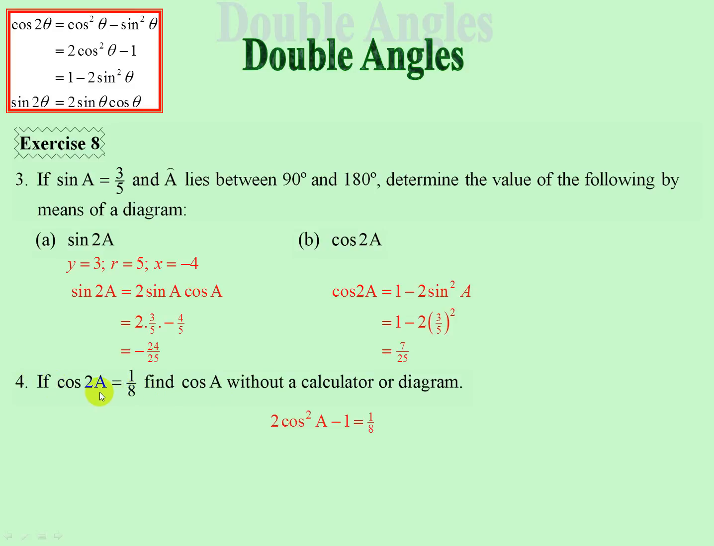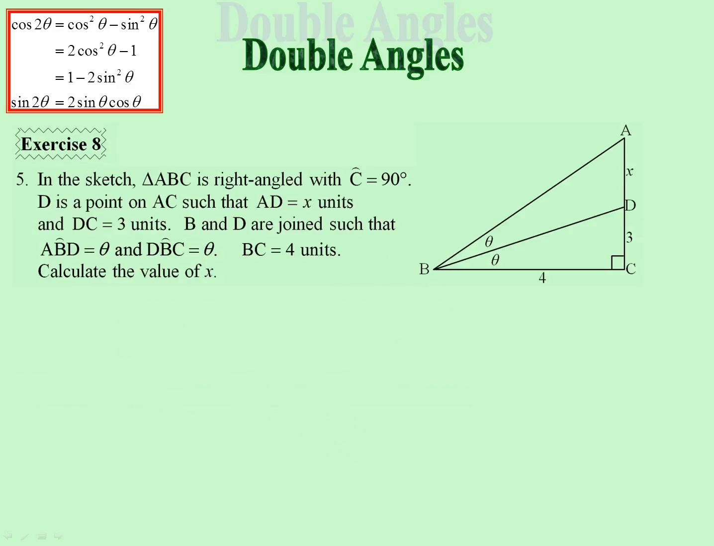So there we are. 2 cos squared A minus 1 equals 1/8. Notice I have to find cos, so instead of cos 2A, why don't I write 2 cos squared minus 1? Now I already have an equation just in A, so I'm going to solve it. I added 1 to the other side, divided by 2, square root both sides, there we are. Plus or minus, we are not sure about quadrants. We must have the plus or minus.